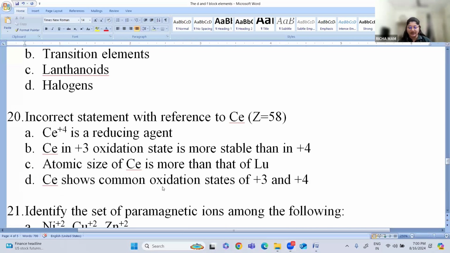Incorrect statement with reference to cerium, whose atomic number is 58. A, cerium +4 is a reducing agent. B, cerium in +3 oxidation state is more stable than in +4. C, the atomic size of cerium is more than that of lutetium. D, cerium shows common oxidation states of +3 and +4. Which is the incorrect statement about cerium?